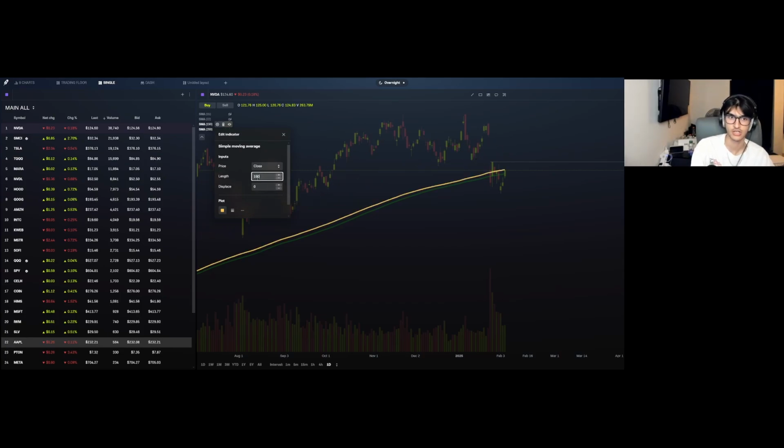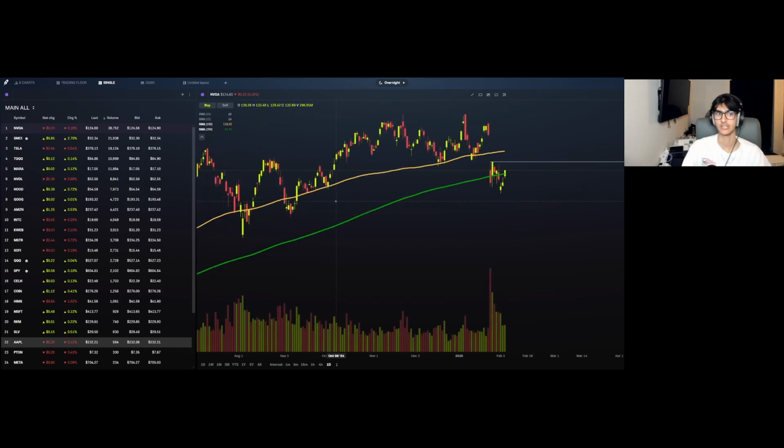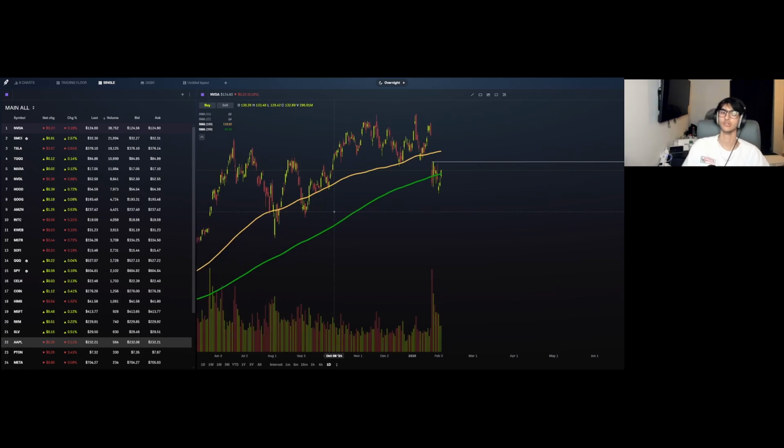Make your own setups. Combine your own indicators. Figure out what works for you. But I'm just trying to show you guys the different tools you could use and how they give you a better picture about how a stock is performing and how you can make smarter decisions when you're better equipped.